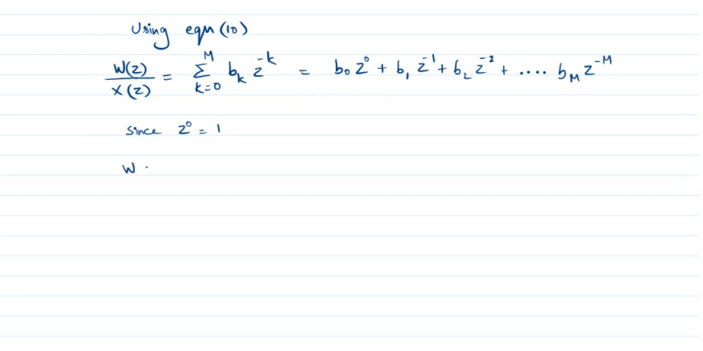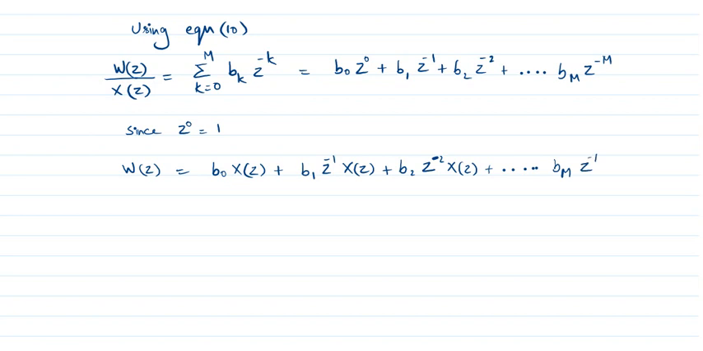we can write this equation as W(z) equal to, and X(z) will be given to this side, so the equation will be b0 X(z) plus b1 z raised to minus 1 X(z) plus b2 z raised to minus 2 X(z) plus etc. b_M z raised to minus M X(z). Okay, so this is equation number 11.